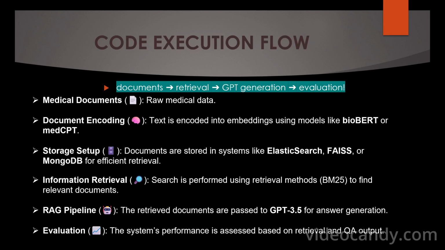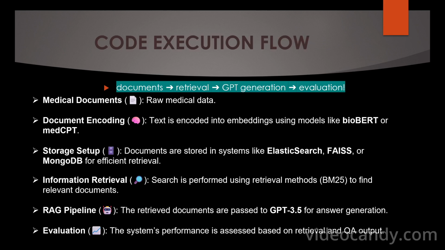Here, the raw text is converted into a mathematical form called embeddings, using models like BioBERT or MedCPT. These embeddings capture the deeper meaning of the text. Once the documents are finally encoded, we move to the storage setup phase. The embeddings are stored in the databases. Then comes the information retrieval, where we search for the most relevant documents using methods like BM25.